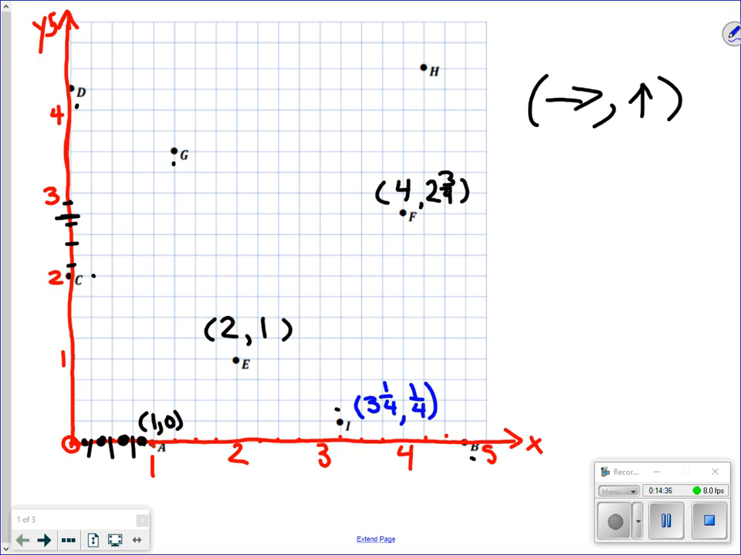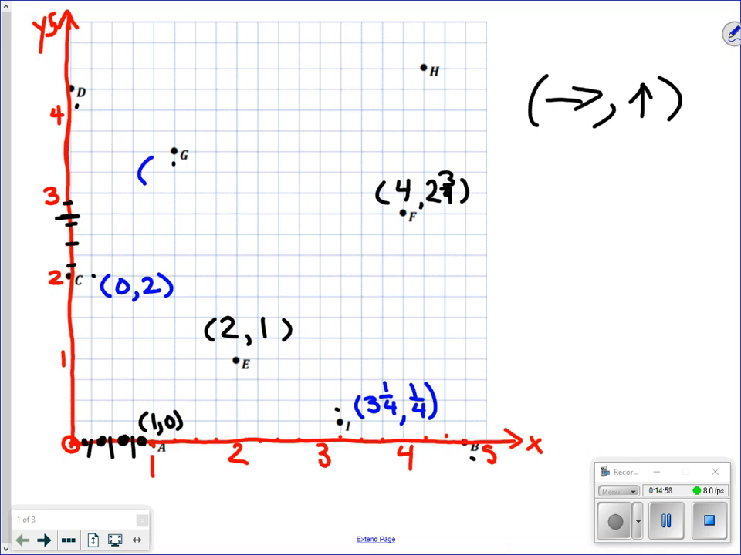Okay, what about C? 0 and 2. It does not go to the right at all. It just goes straight up the line.